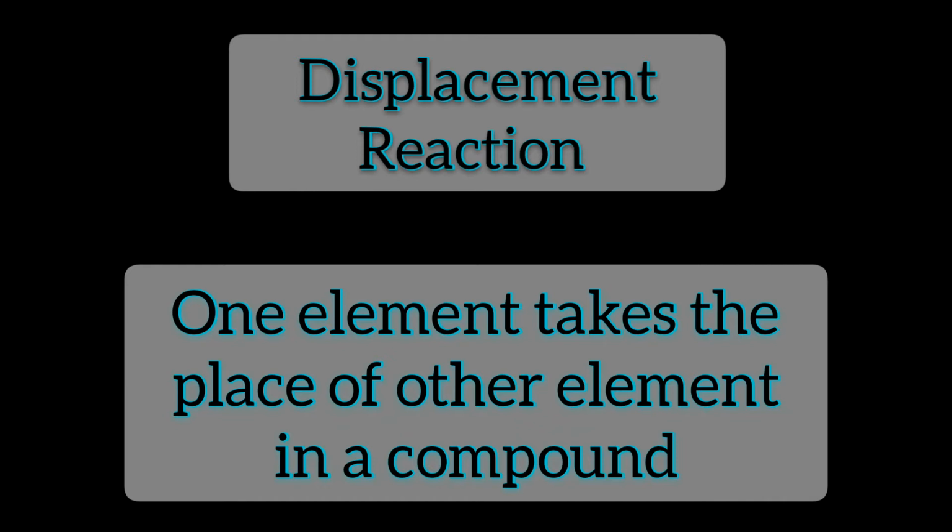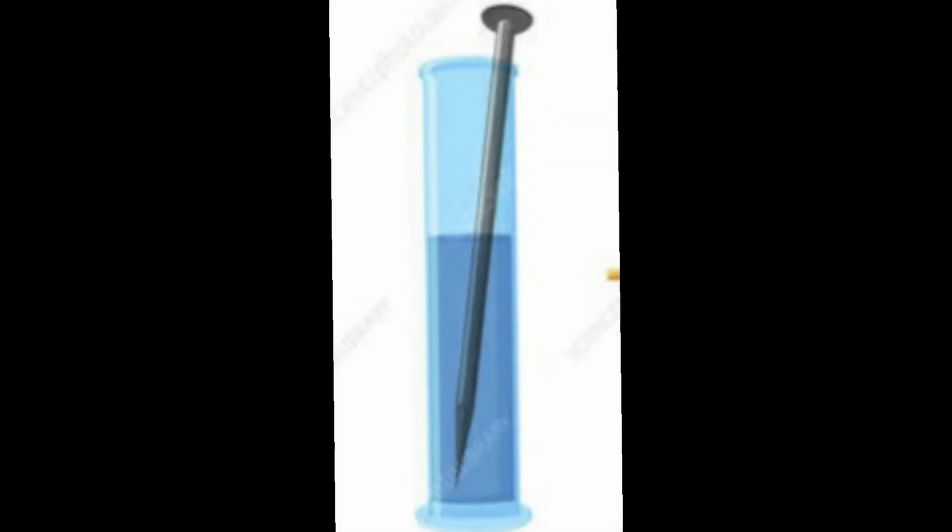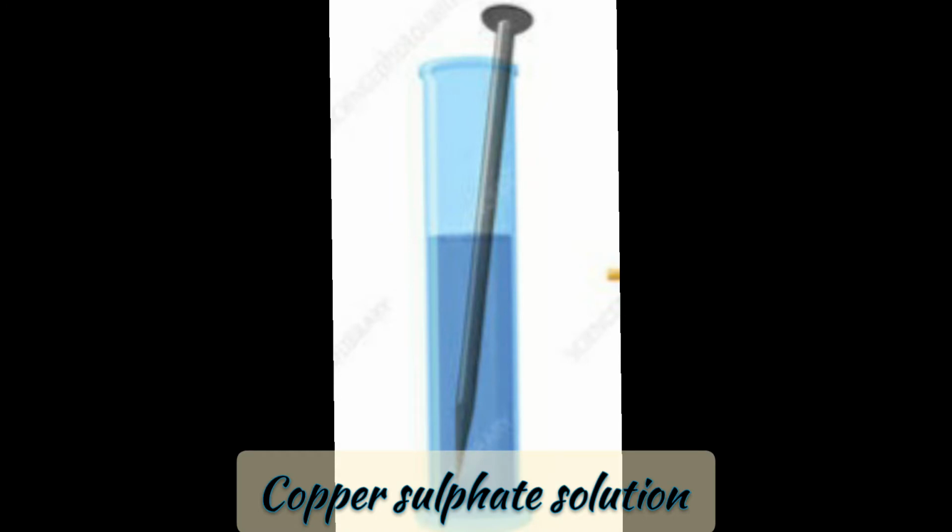Let's take an example of an activity and the reaction taking place in it. Take a big iron nail and clean it by rubbing with a sandpaper. Now put this iron nail in the test tube containing copper sulfate solution for 20 to 30 minutes. After 20 to 30 minutes, take out the iron nail from the copper sulfate solution.